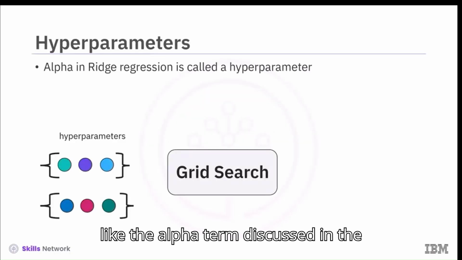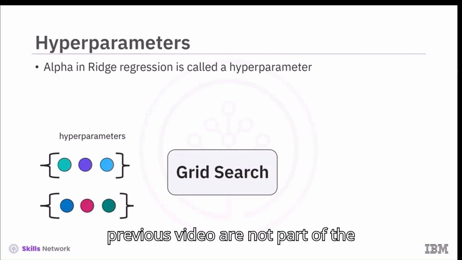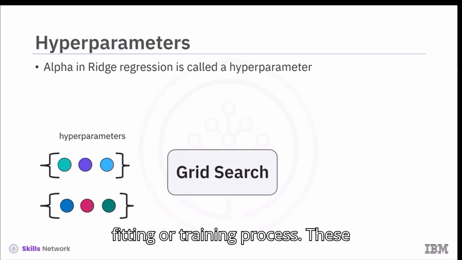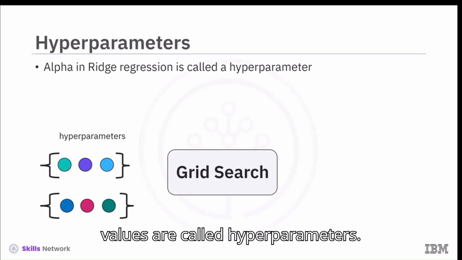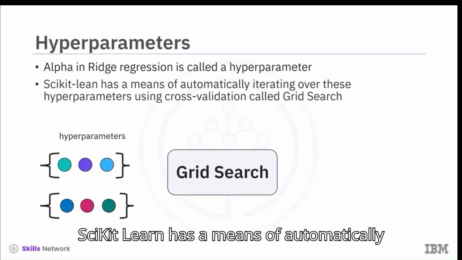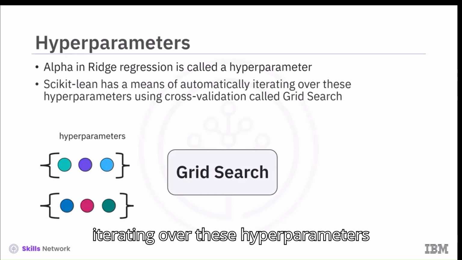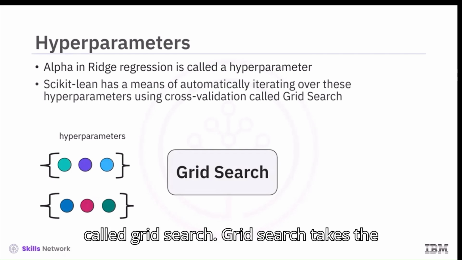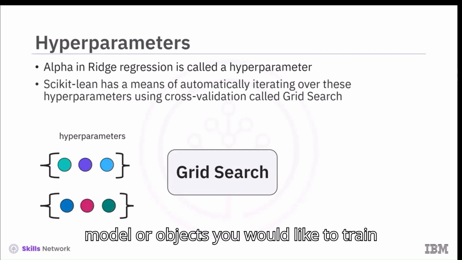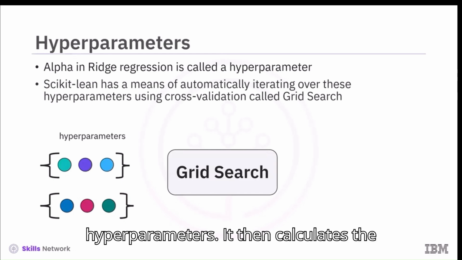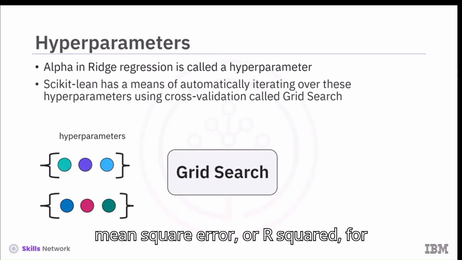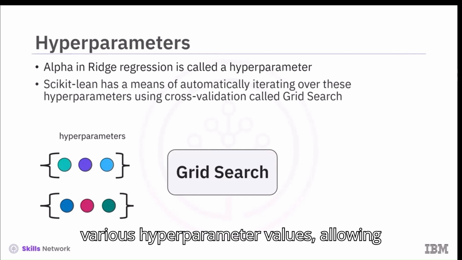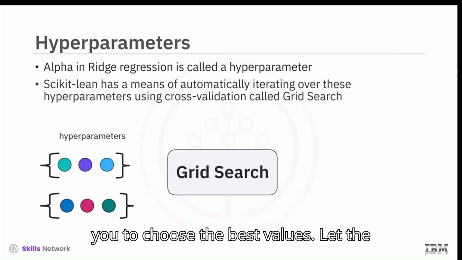Parameters like the alpha term discussed in the previous video are not part of the fitting or training process. These values are called hyperparameters. scikit-learn has a means of automatically iterating over these hyperparameters using cross-validation. This method is called grid search. Grid search takes the model or objects you would like to train and different values of the hyperparameters. It then calculates the mean square error, or R-squared, for various hyperparameter values, allowing you to choose the best values.